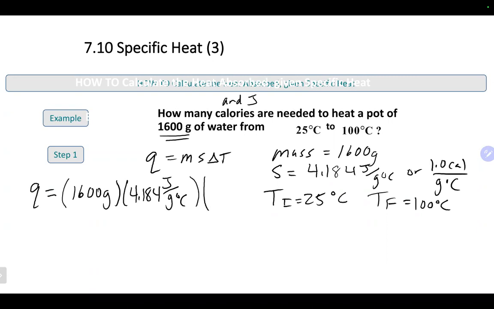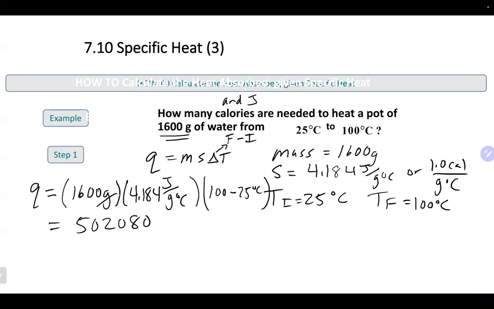And again, here we do want to do final minus initial temperature. So my final temperature is 100 degrees Celsius. My initial is 25 degrees Celsius. And if I do all that, 1,600 times 4.184 times basically a 75, I believe, is going to give me 502,080. This calculator is hard to see. I think that looks like a comma there.